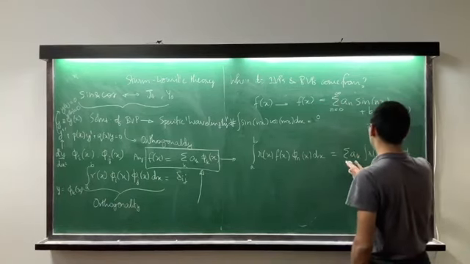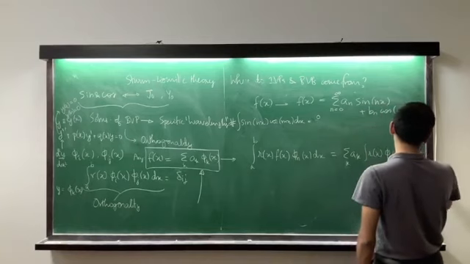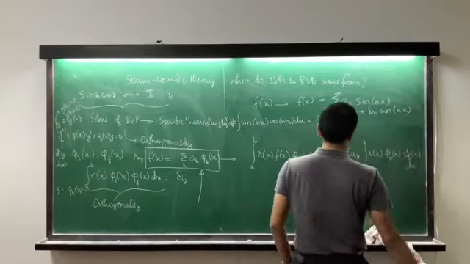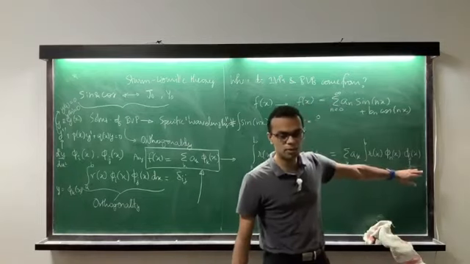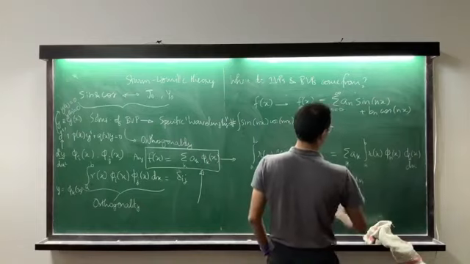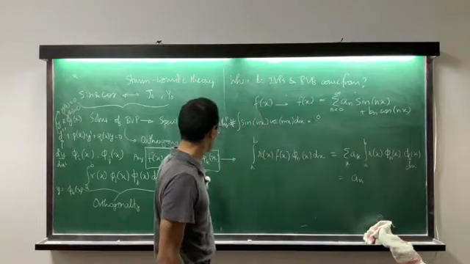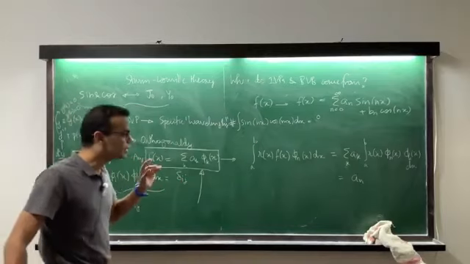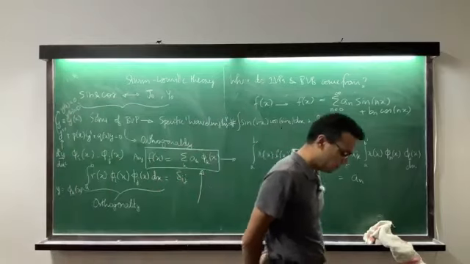dx from a to b, and this is 0 if n is not equal to k, and it's equal to 1 when n is equal to k, so this will pick out only a_n. Okay, so you can get the coefficients a_n by doing this. I just mentioned it since you've already done linear algebra.